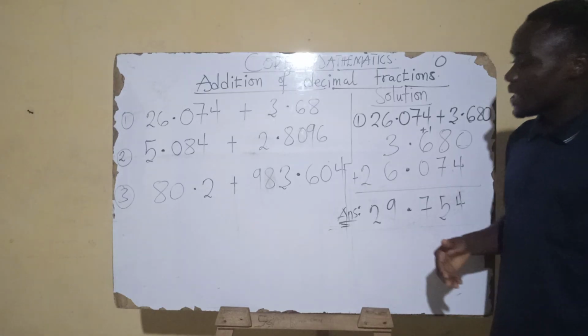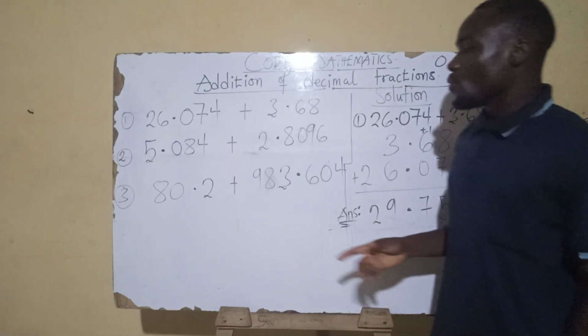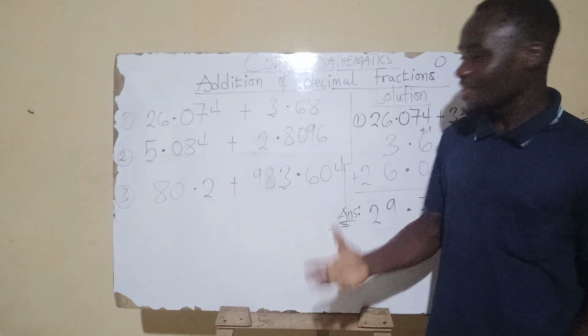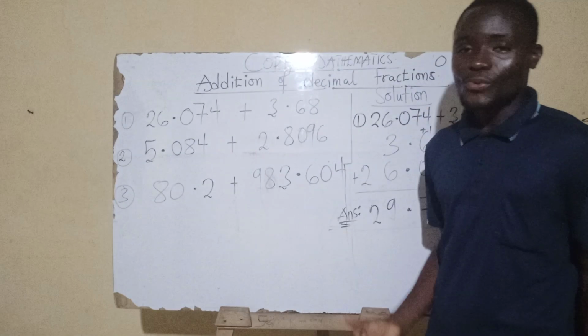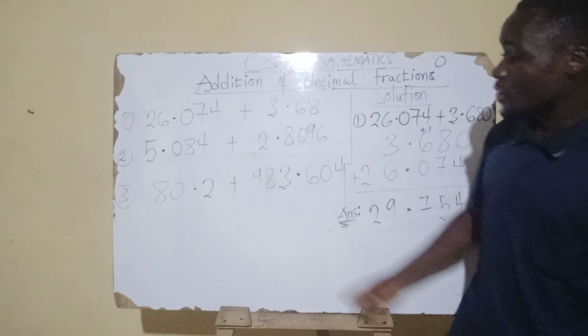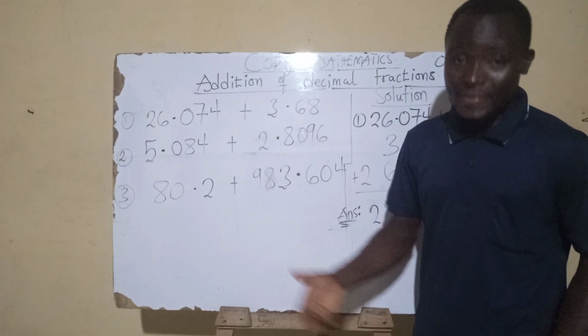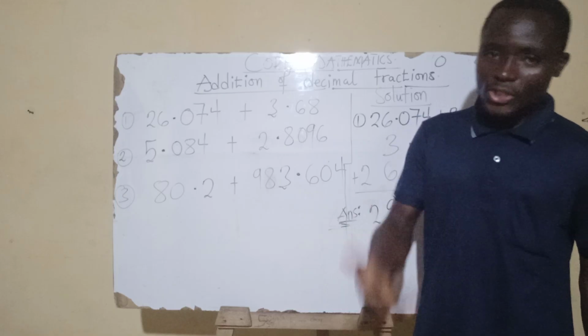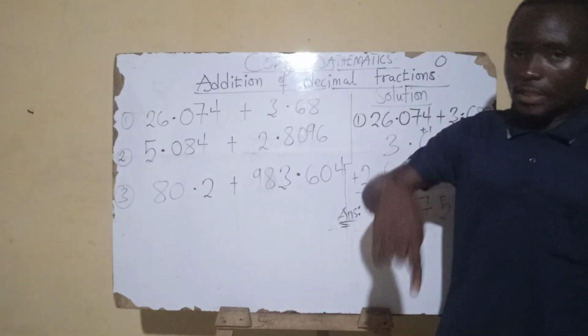Alright. So quickly, I believe you can try your hands on the rest too. Right. So try your hands on this one also. And please, when you are doing it, make sure the decimal places are the same. Alright. I believe you can do it. So try your hands on it and share your result in the comment section.